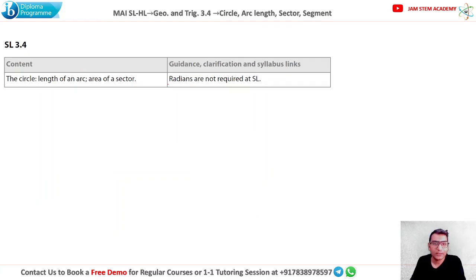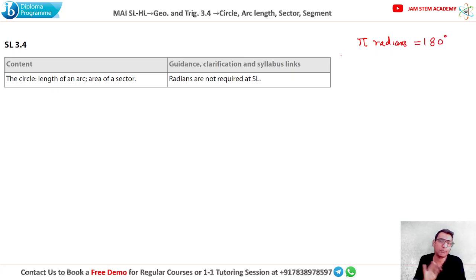For the SL part, they will give the angle in degrees, not in radians. But I will discuss both things. You must understand the difference between degree and radian measurement for angle. Actually, pi radians makes 180 in degrees. That's the relation between these two.